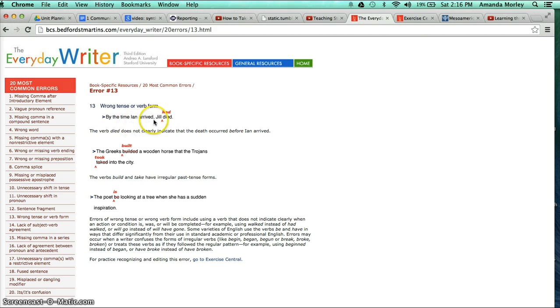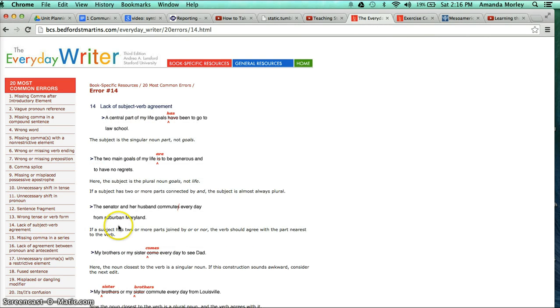Okay, using the wrong verb tense. By the time Ian arrived, Jill died. No, she didn't die by the time he got there. She had died. So check your verb tense. Lacking subject-verb agreement. That means if multiple people are doing it, you have to use the correct version of the verb. So the two main goals of my life is, no, I have two, so the verb is are. Okay? Let's look at this.